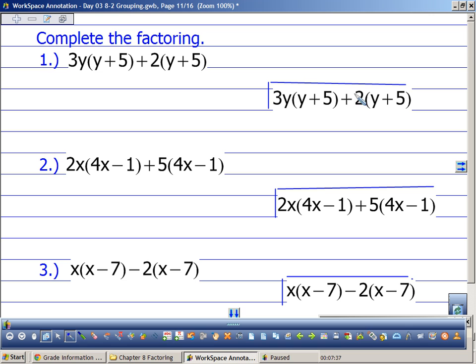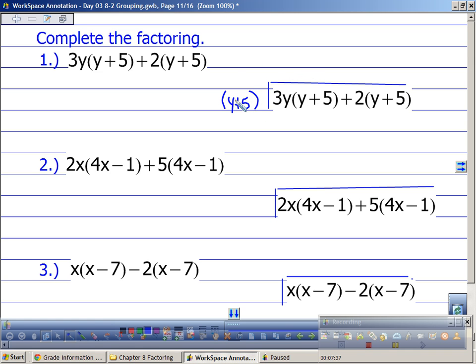What does 3y times y plus 5 and 2 times y plus 5 have in common? Y plus 5. So when I factor out y plus 5, what am I left with on top? 3y. And when I factor out y plus 5, what am I left with over here? Positive 2. So that's my answer. Let's do it this way.